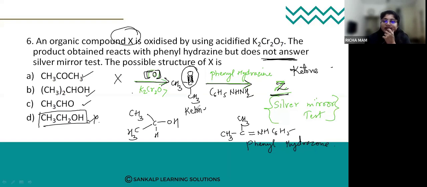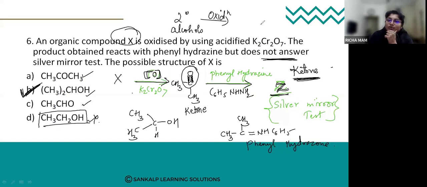We know that ketones do not answer the silver mirror test, because only aldehydes answer the silver mirror test. So whenever you want a ketone, your starting product should be a secondary alcohol, because only oxidation of a secondary alcohol will give you a ketone. So our X should be a secondary alcohol. So option number B.